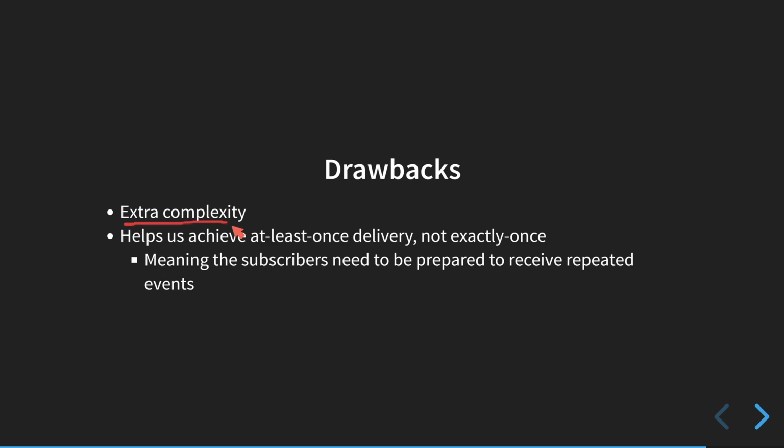So the drawbacks I can find with this pattern are the extra complexity, because before we just needed to add two or three lines of code to publish an event. With this, we need a bunch more lines of code to make sure that we deliver the event reliably, but I guess it's worth it. And like I was saying, it's at least once instead of exactly once, so the subscribers need to be prepared to receive repeated events. But this is a topic for a later stage of this event-driven integration journey, and we'll start with implementing the outbox pattern.